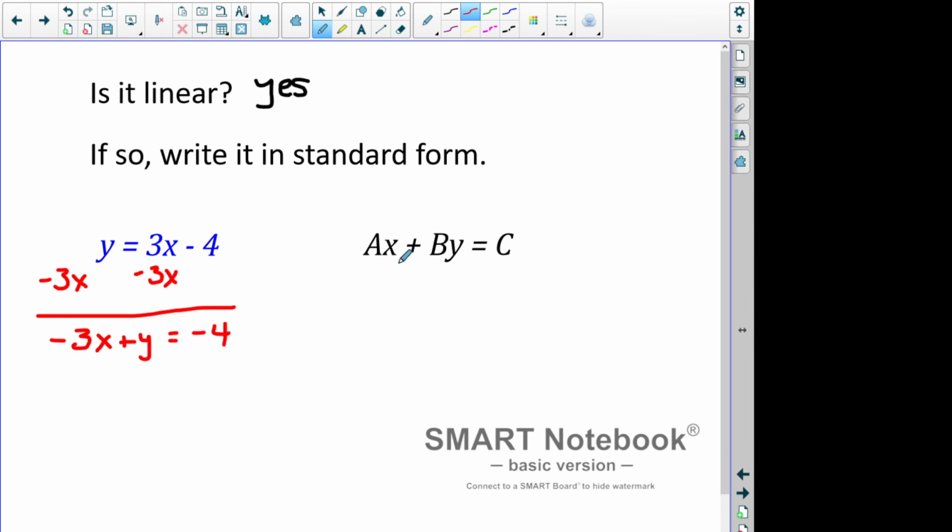So let's check again. Is it in standard form? Well, I have the variables on the left-hand side, right? I have them in order. I have the x variable first and the y variable second. I've got the constant term all by itself on the right-hand side. Okay.